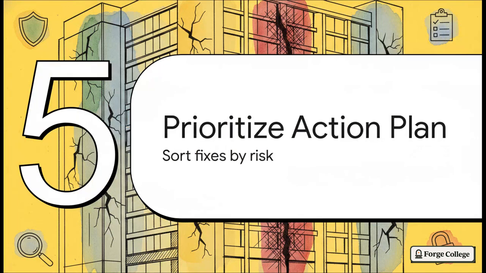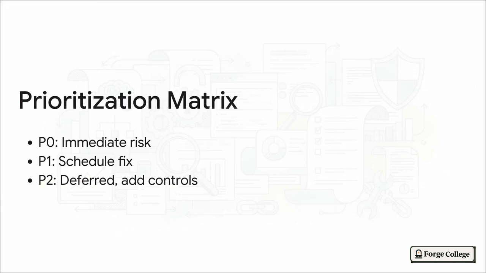Step 5, prioritizing the action plan. Because not all structural cracks pose the exact same threat, right? You've got to use a prioritization matrix like this to sort your fixes by load-bearing risk. P0, that's immediate risk. Fix it right now. P1 means it's high probability or impact, so you need to schedule that fix in the next sprint. P2 means it can be deferred, sure, but you really should add compensating controls or monitoring in the meantime. This ensures engineering teams know exactly what to tackle before the whole protocol collapses under its own weight.